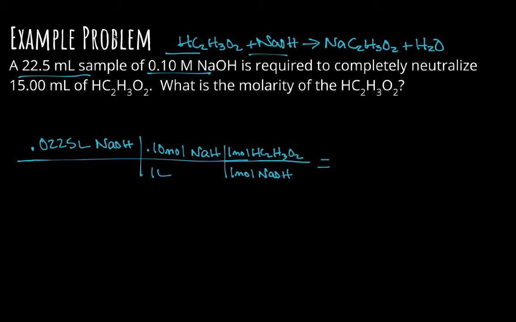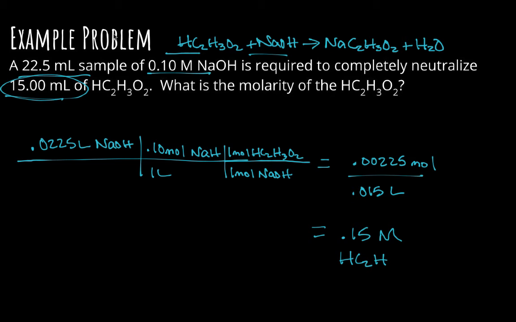Okay, and then this one we're going to stop at moles, so 0.00225 moles, and then divide by the volume in liters to get the molarity. So for this one I end up with 0.15 molar HC2H3O2.